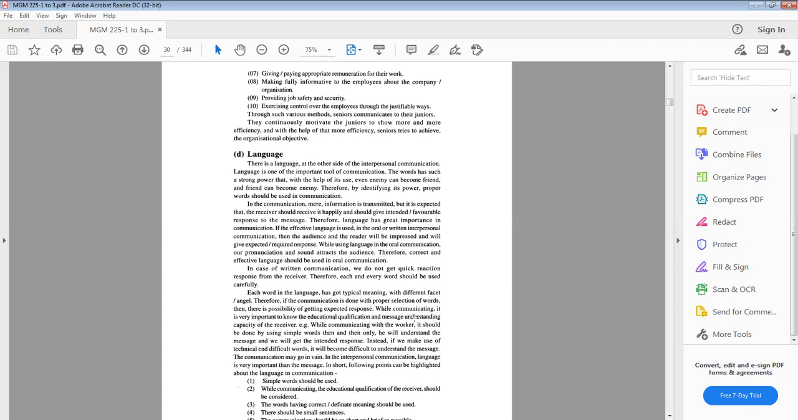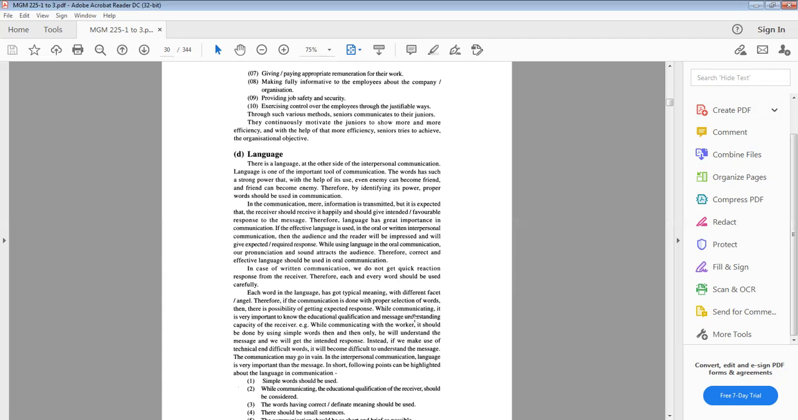While using language in oral communication, our pronunciation and sound attract the audience. Therefore, correct and effective language should be used in oral communication. In communication, simple words should be used. While communicating, the educational qualification of the receiver should be considered. Words having correct definition and meaning should be used. There should be small sentences. The communication should be as short and as brief as possible. Important points should be jotted down before the communication, which will help you explain it.